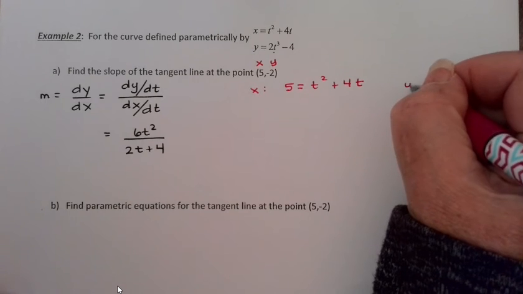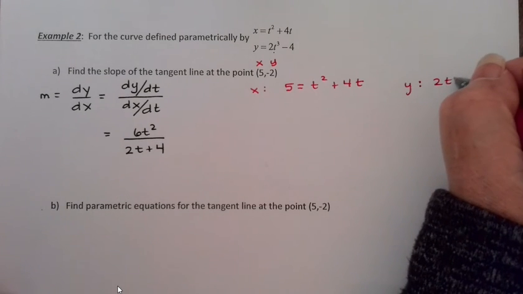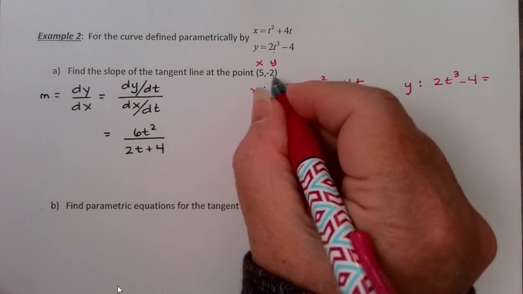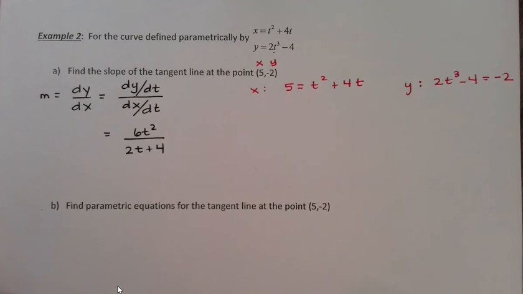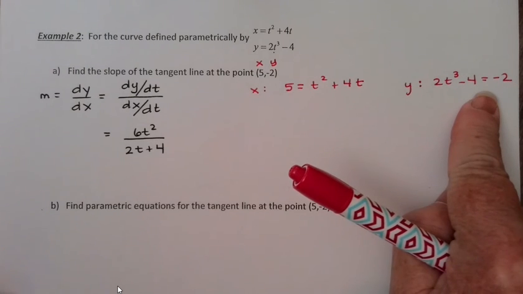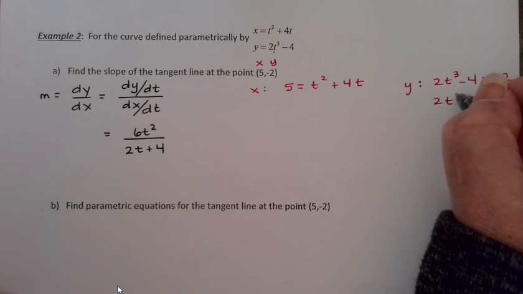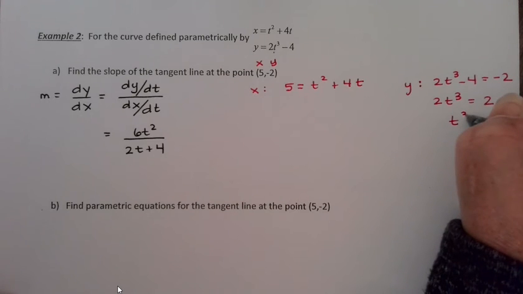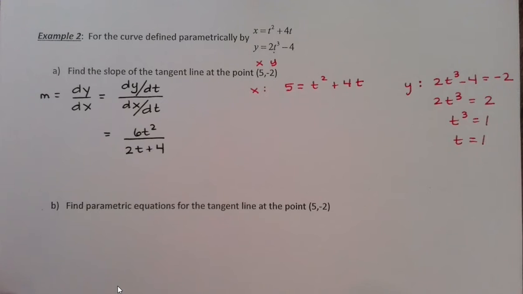Let me write the y equation as well. Y says 2t cubed minus 4 equals our y value of negative 2. That one's actually a little easier for me to solve, so I'm going to solve that one first. 2t cubed equals 2. T cubed equals 1. So t equals 1.